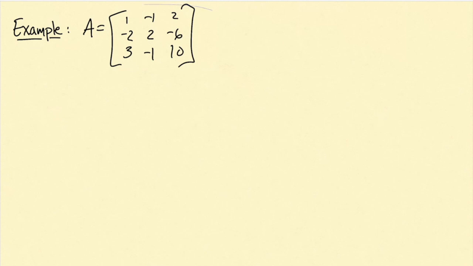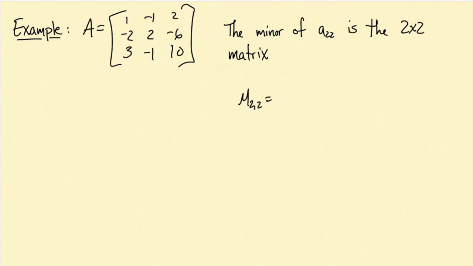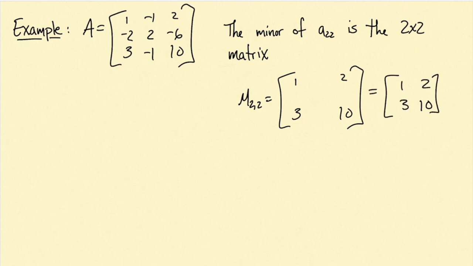So let's take the following 3 by 3 matrix. To find the minor of the entry A22, we'll simply delete row 2 and column 2 from A. And we're going to denote this matrix M22 to indicate that it is the minor of the entry in the second row and second column.